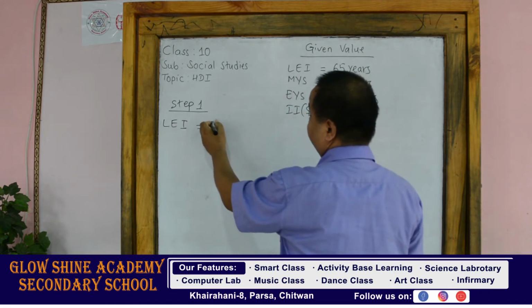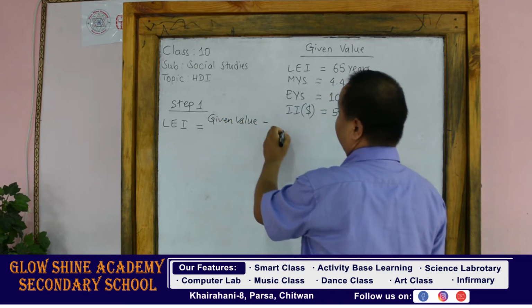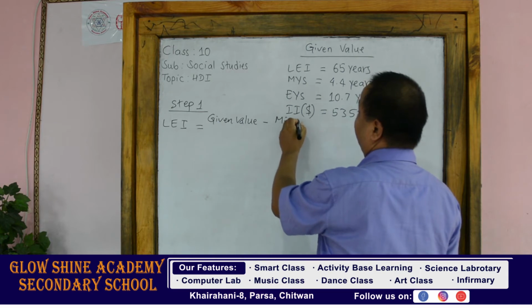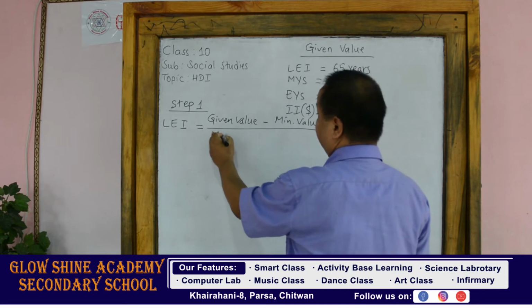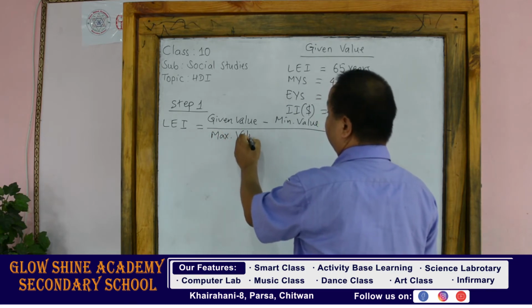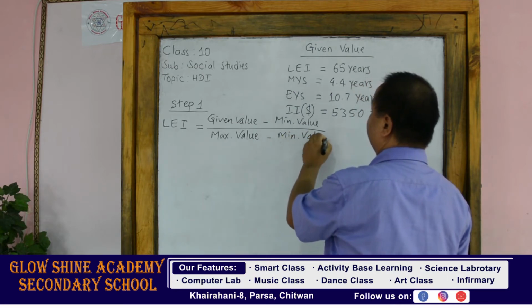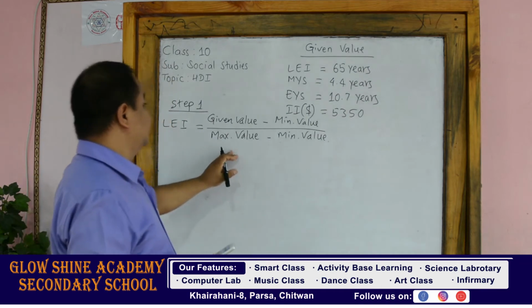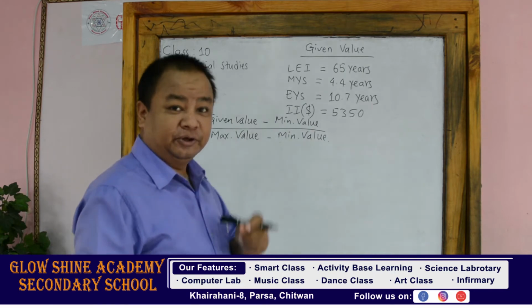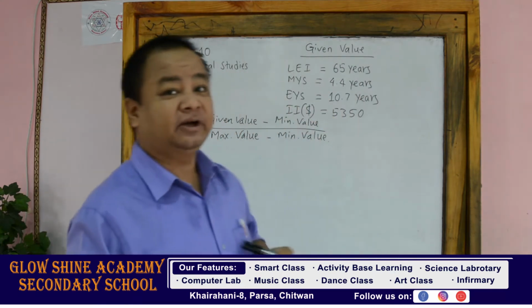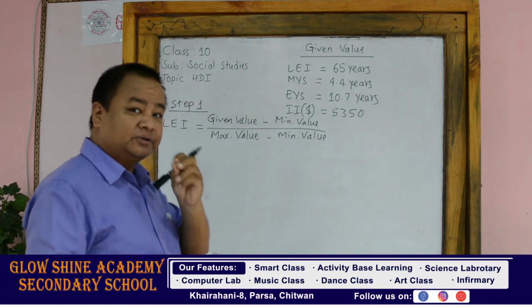LEI is equal to given value minus minimum value, divided by maximum value minus minimum value. I have written here the formula of calculating LEI. You must use the scientific calculator while calculating the SDI. Don't use a normal calculator.